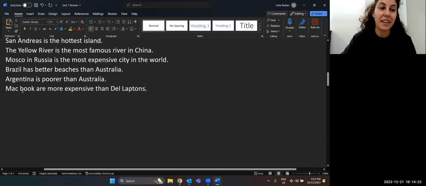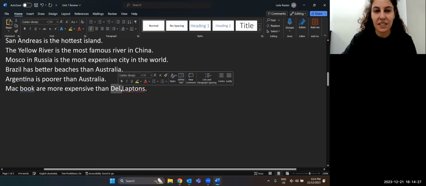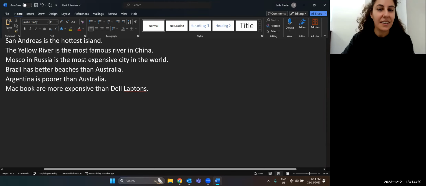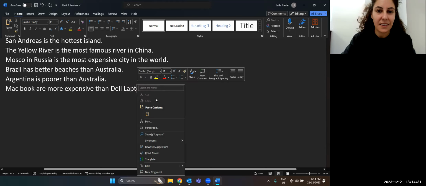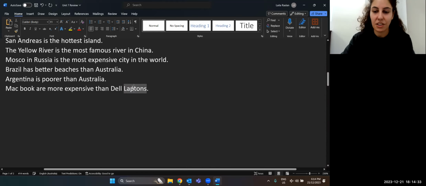Yes, but talk about different brands. So MacBooks are more expensive than Dell laptops. You can just say than Dell. You're comparing two different brands of the same category, of the same type of things. Or you could still say, oh my God, MacBooks are more expensive than the iPhones. That's still a good sentence.